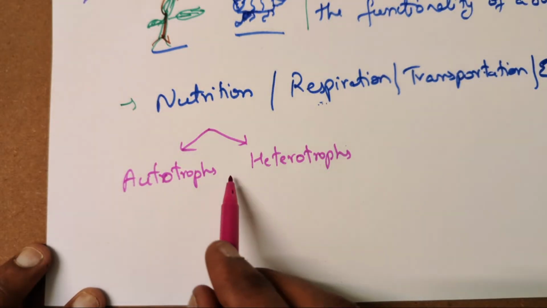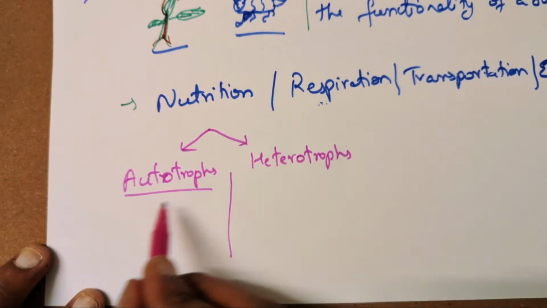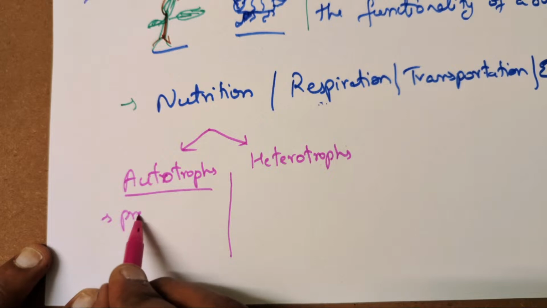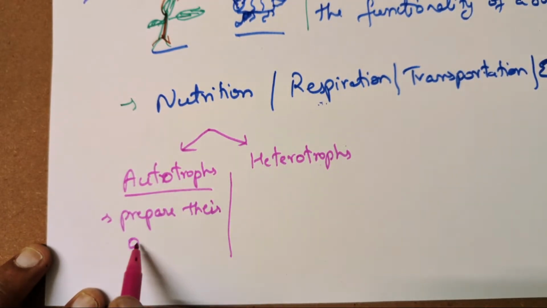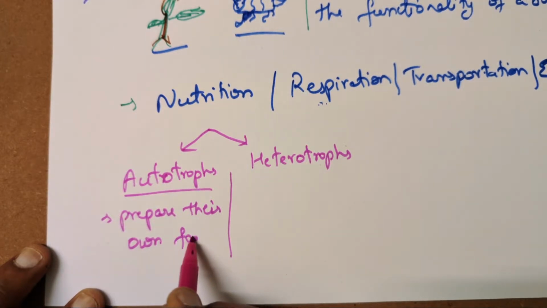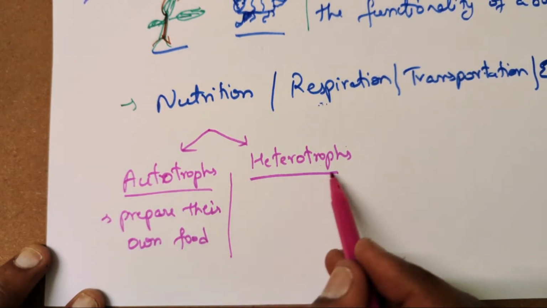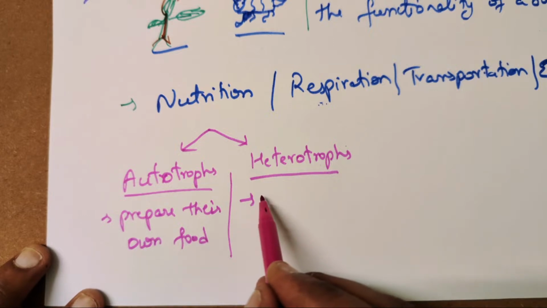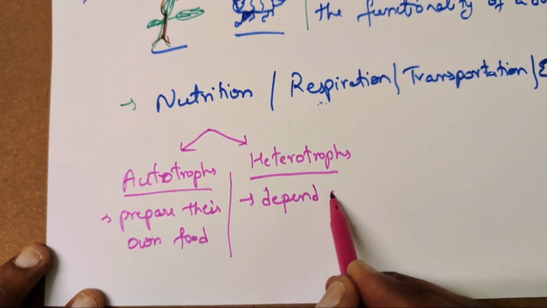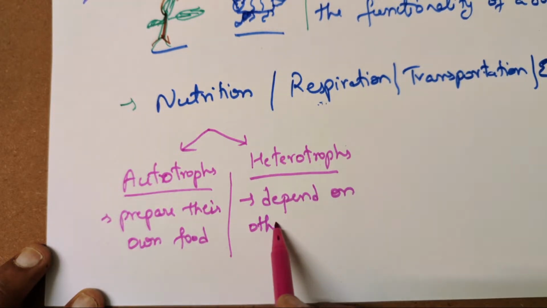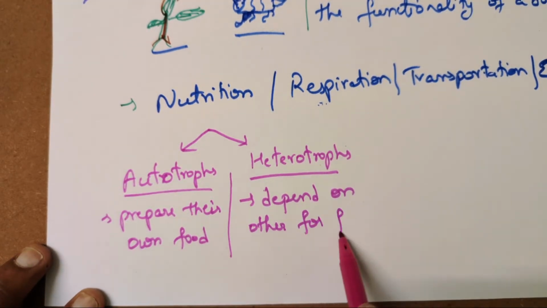So what are autotrophs? Which prepare their own food. And heterotrophs are the animals, not plants, so it's only animals, because plants belong to autotrophs. So these depend on others for food.